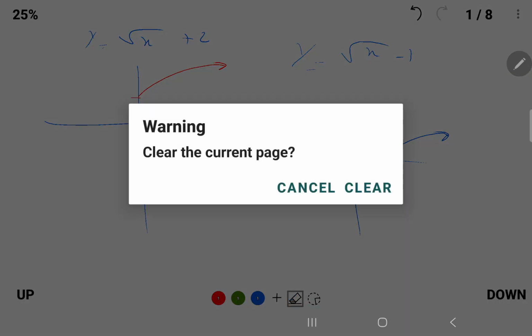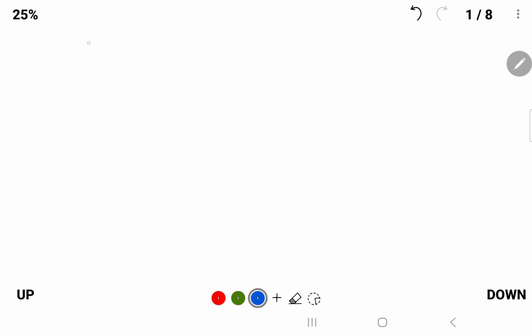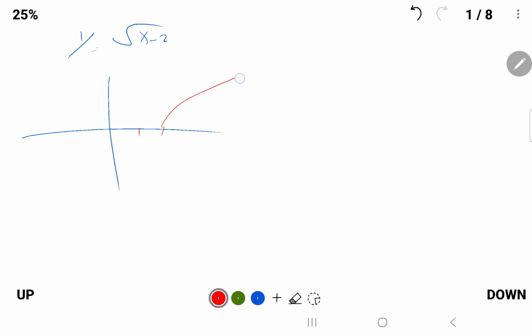Now let's say we have y is equal to the square root of x minus 2. In this case it is going to shift to the right 2 units. So here you have 1, 2, like this. Now let's say you have y is equal to the square root of x plus 3.